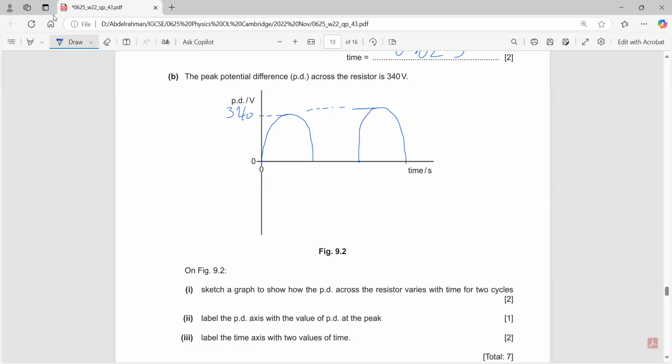What about the time? You started with 0 seconds. After half a cycle, the time would be 0.01. After a full cycle, it would be 0.02. After 1.5 cycles, it would be 0.03. So this is the time. We need to just write down the time.